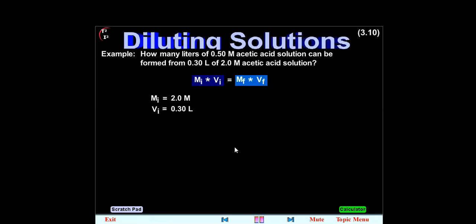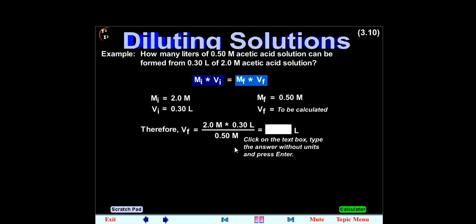Vi equals 0.30. Mf equals 0.50. Vf is to be calculated. Therefore, Vf equals 2.0 times 0.30 divided by 0.50 equals 1.2.